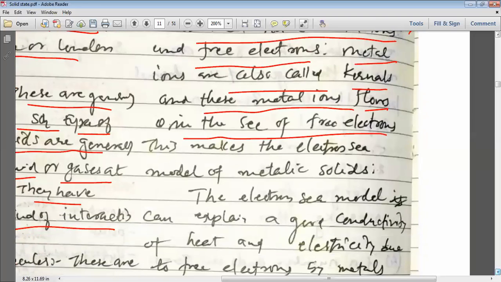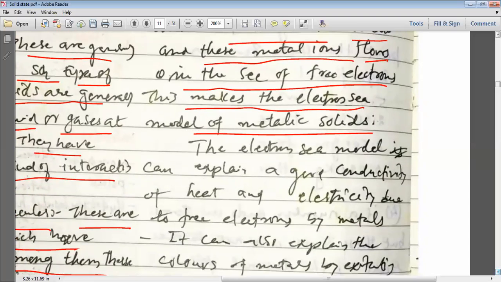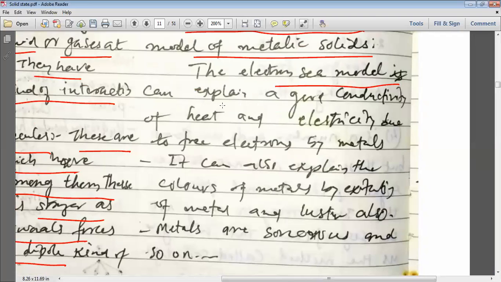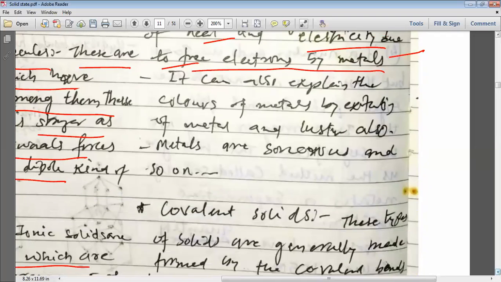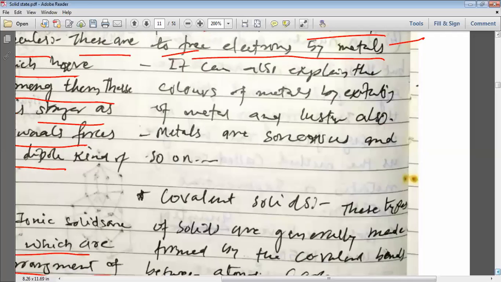These metal ions generally float in the sea of electrons. This makes the electron sea model of the metallic solids, which I have explained to you. The electron sea model explains the greater conductivity of heat and electricity due to the free electrons which are surrounded by the metal kernels. So these free electrons are responsible for the greater conductivity of these metallic solids.